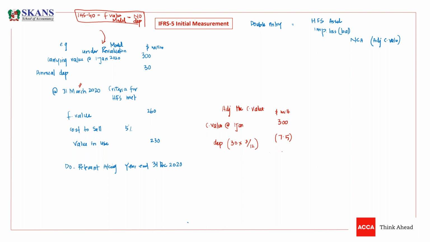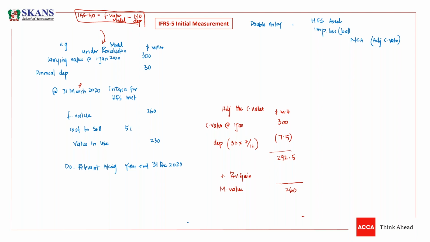Now we have adjusted our carrying value with depreciation and the amount is 292.5. Now you need to revalue, guys. The second step is you need to revalue. The revaluation would be only with market value or fair value. Fair value is given, 260 is the fair value. So you need to revalue. So we have a revaluation gain, guys.